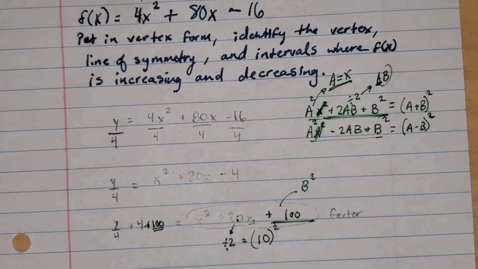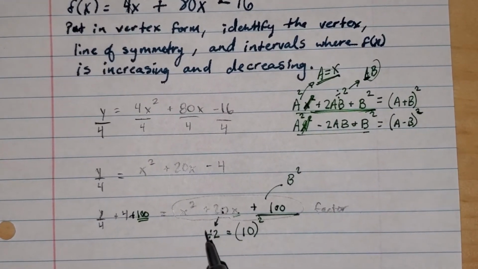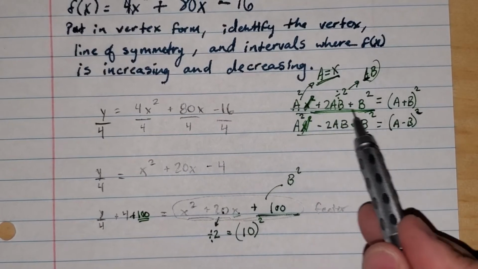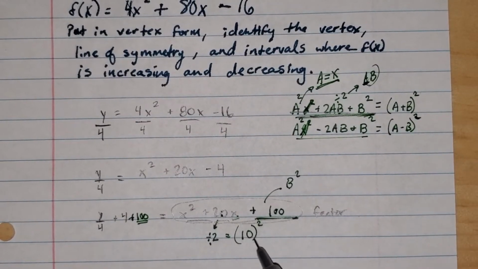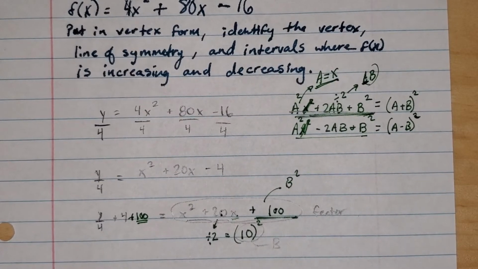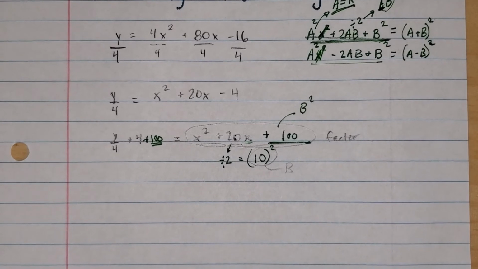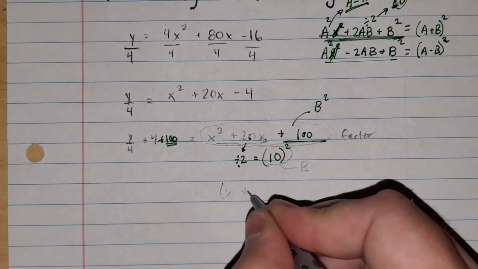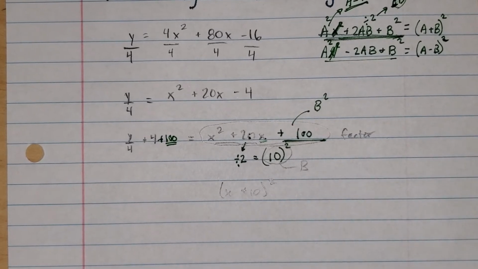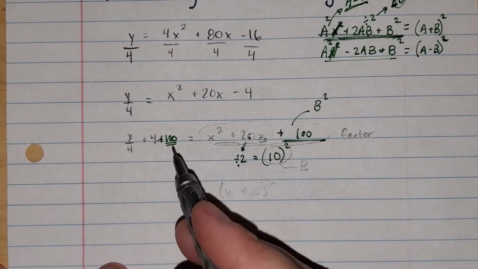Factor it. Because I just forced this to look like this, the factors are a plus b squared, and I just told you that's b. So what's a plus b squared? That's going to be x plus 10 squared. Cool.